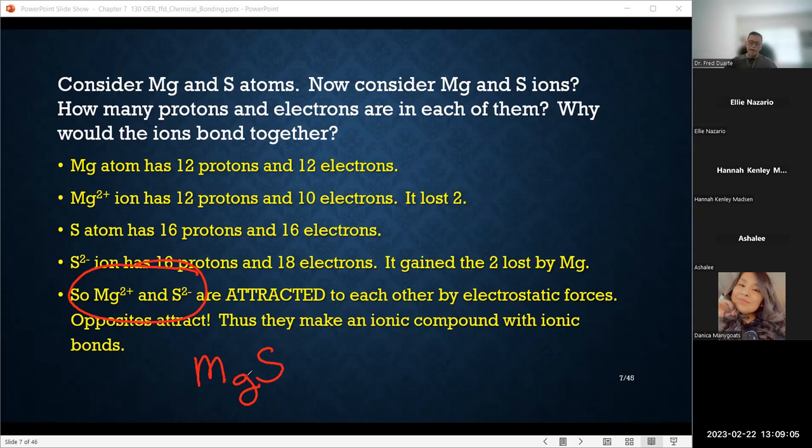Anybody want to give a shot at it? MgS, what would be its name? Anybody want to take a shot? What about the Mg? Name that. Magnesium. Okay, what about the S? Is it sulfur or sulfide?